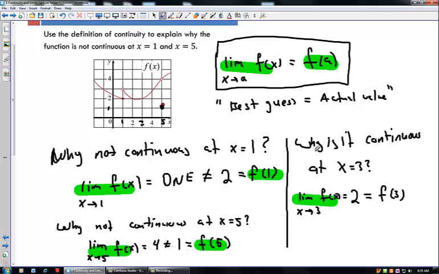Here's the limit part, and on the other side you have the actual height, which is equal to now. Over here, it was not equal to. But it's continuous because its limit, its best guess in some sense, is equal to its actual value.